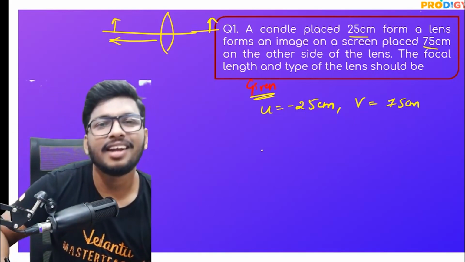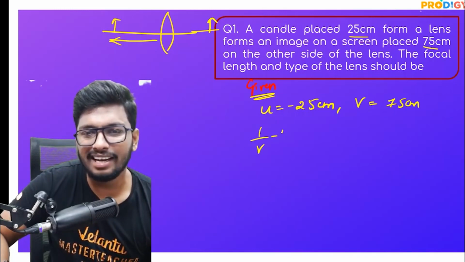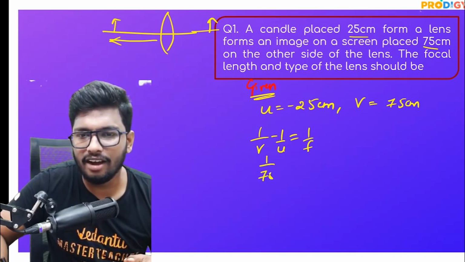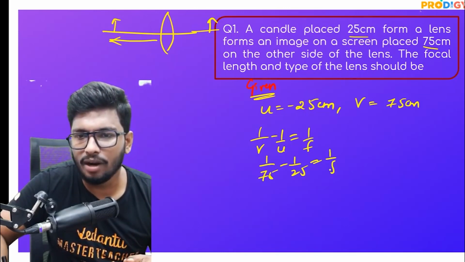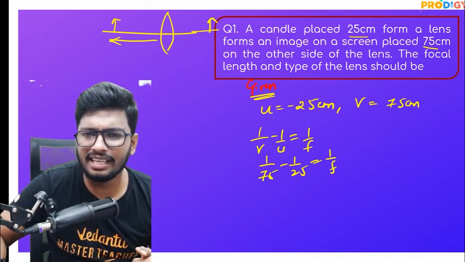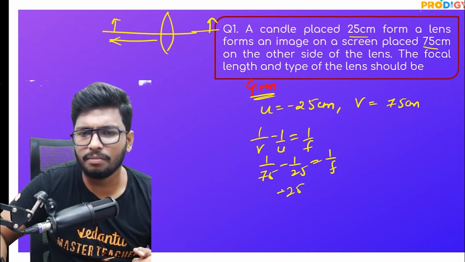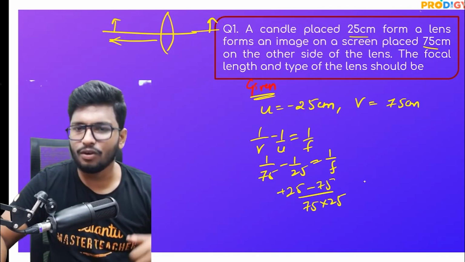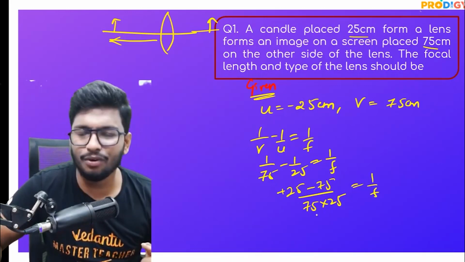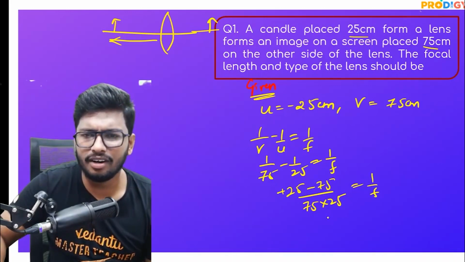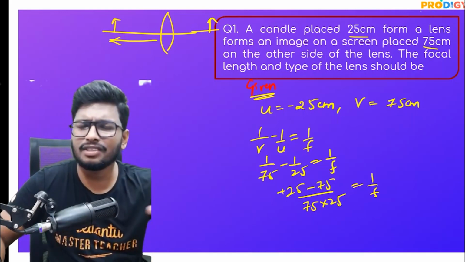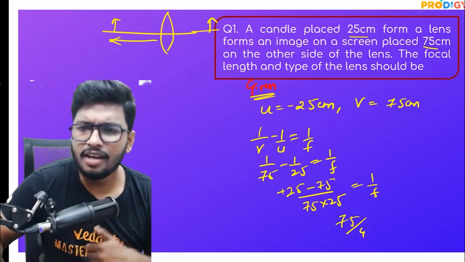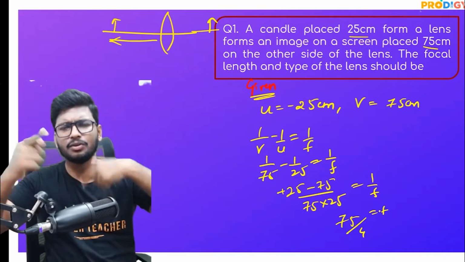Now use your lens formula: 1 by V minus 1 by U is equal to 1 by F. Substitute the values: 1 by 75 minus 1 by 25 is equal to 1 by F. You can cross multiply, so that's plus 25 minus 75 divided by 75 into 25. If you simplify this and find the reciprocal, you'll get 75 divided by 4, that is F.